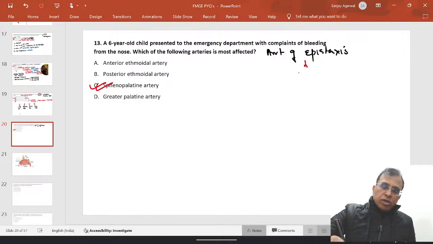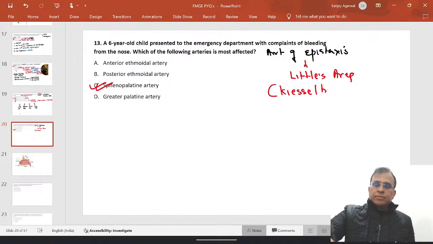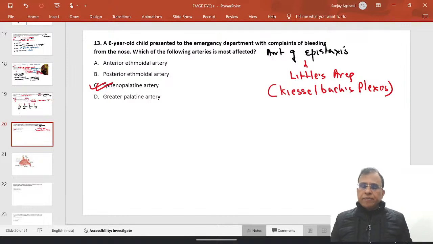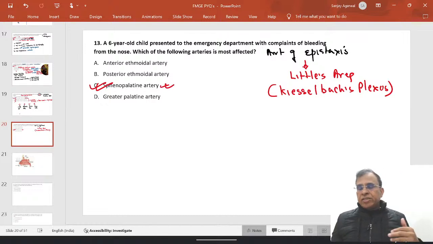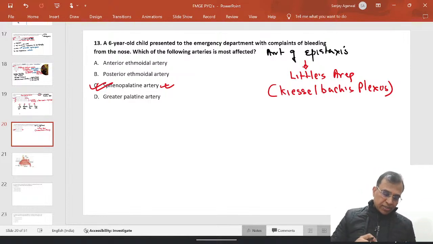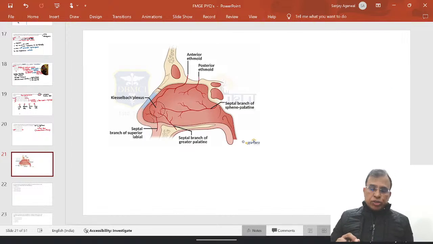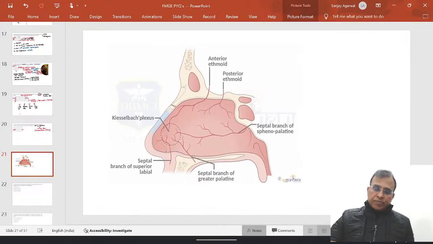It bleeds from what is called Little's area. Little's area has a plexus called Kiesselbach's plexus. This is a very, very popular thing. We all know about Kiesselbach's plexus, which is in Little's area. And it is formed of 4 arteries, but out of the 4 arteries, the sphenopalatine artery is the main artery that participates in the Kiesselbach plexus, and therefore it is the most common thing that bleeds in epistaxis.